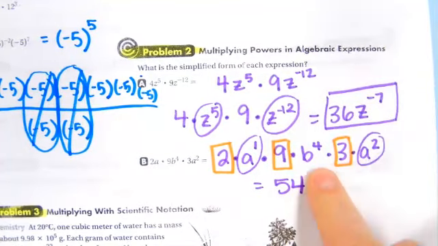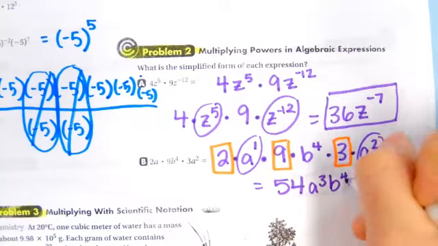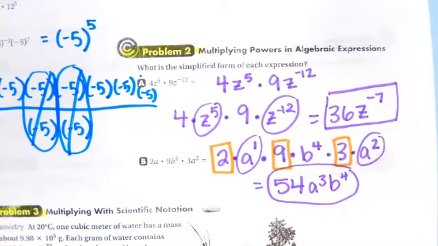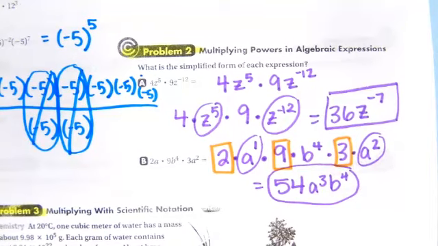Those ones would go together. And then b to the 4th doesn't have any matches, right? So there's nothing I can add to it, but it does need to go on the answer. So you're just going to attach that to the end. This is the answer to that question. 54, a to the 3rd, b to the 4th. So far, so good.